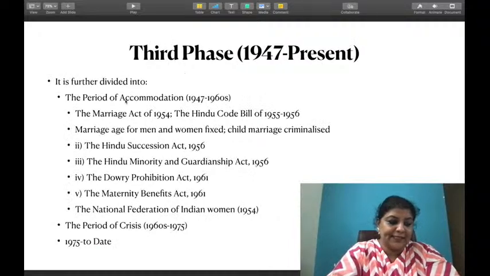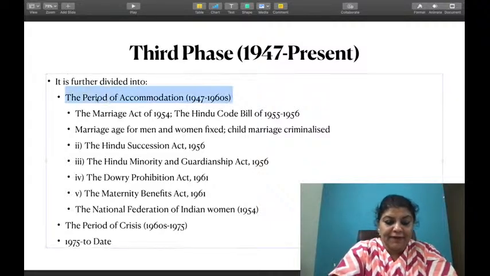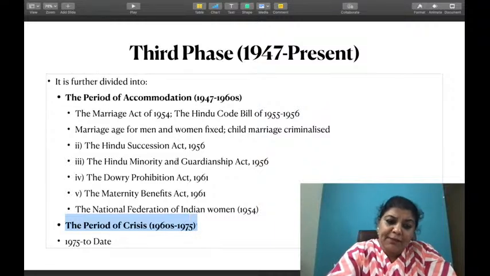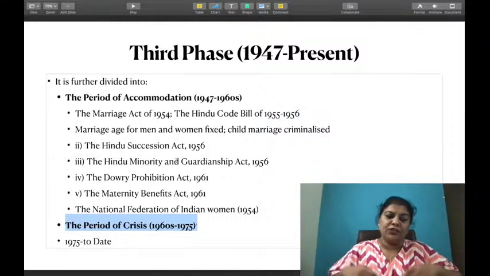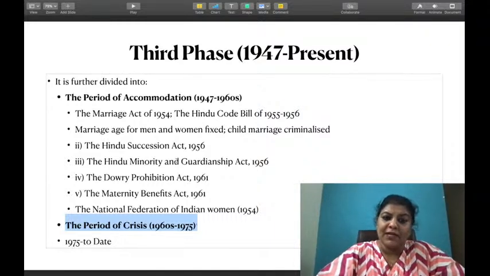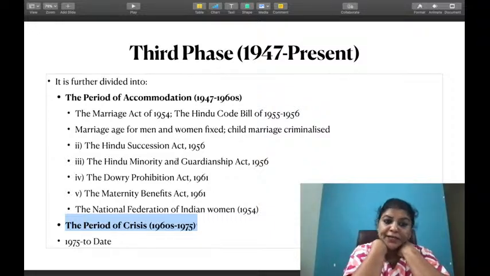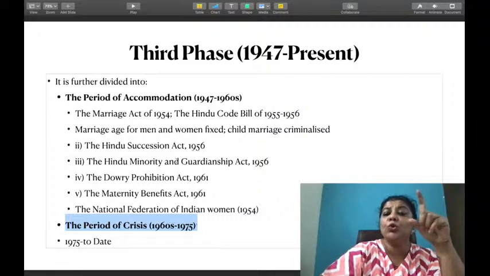The third phase is further divided into the period of accommodation, the period of crisis, and from 1975 to present time. Period of accommodation is a time of slowly women being accommodated into mainstream society. Slowly more and more women are finding their place in mainstream society. At this time, there is the Hindu Marriage Act of 1954 and Hindu Code Bill.